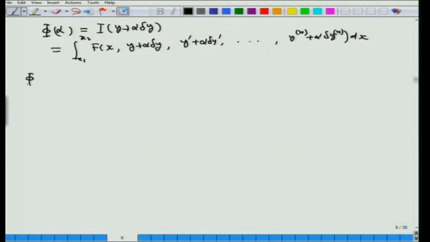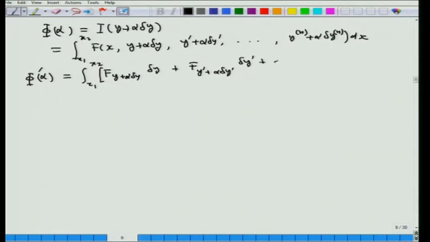And so, differentiating it with respect to alpha, we get the integral from x 1 to x 2 of f y at y plus alpha delta y times delta y, plus f y prime at y prime plus alpha delta y prime times delta y prime, and so on, plus f y n at y n plus alpha delta y n times delta y n, dx.